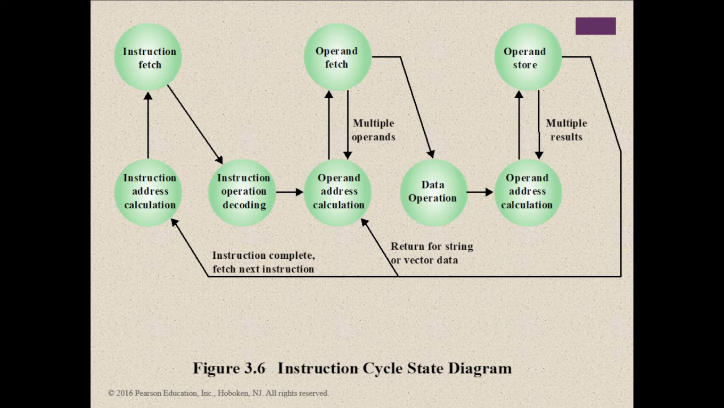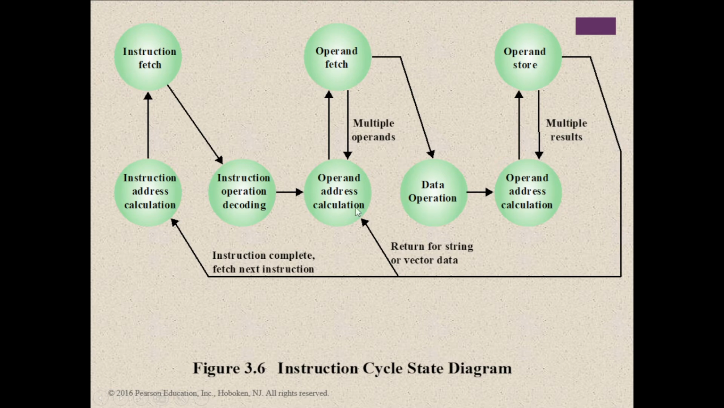So states in the lower part of the diagram involve only internal processor operations. This is the upper part, the instruction fetch and operand store. There is an exchange between the processor and either memory or I/O, while the lower part involves only internal processor operation: the instruction address calculation, the instruction operation decoding, the operand address calculation, data operation, and operand address calculation.